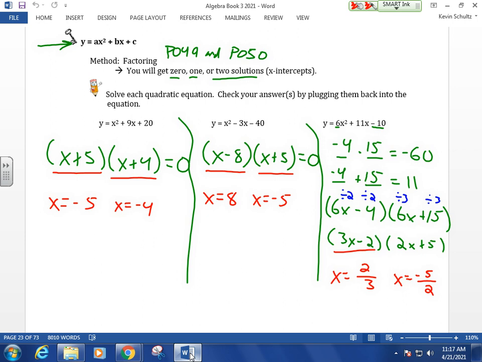Okay. What would it mean if you came across an equation in this form that is prime?